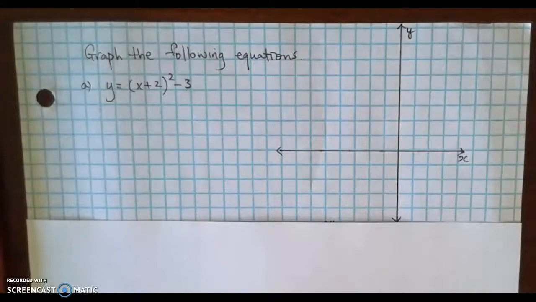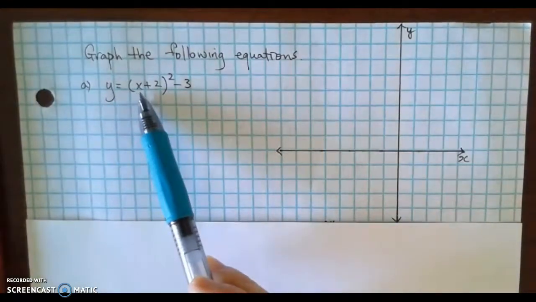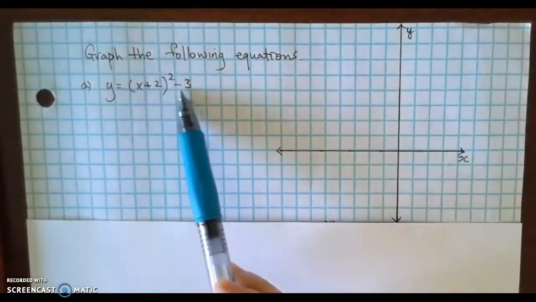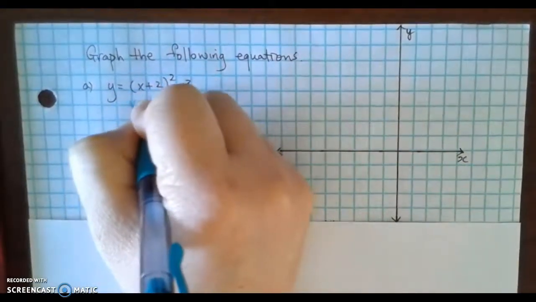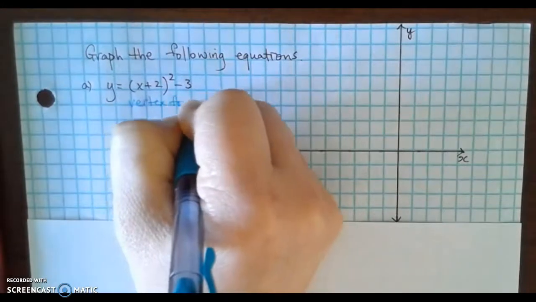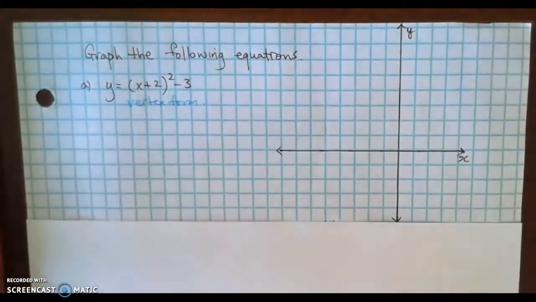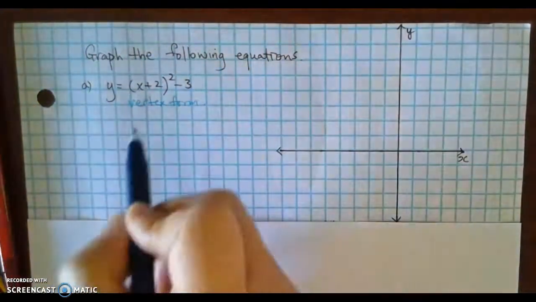So here is the worked out solution to the warm-up problem. The first question asks you to graph the following equation. y equals (x plus 2) all squared minus 3. So this is in vertex form. That means it's very easy for us to figure out what the vertex is.